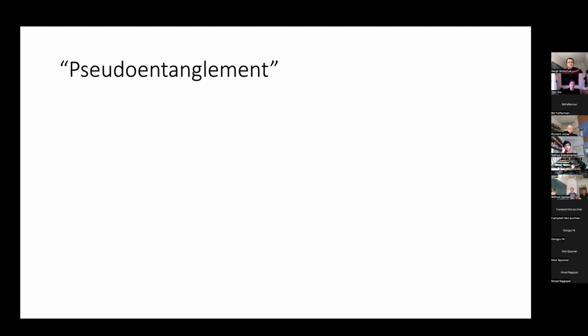But I want to tell you about what I mean by pseudo-entanglement, because as I was describing to some people earlier in this talk, it's not every day that you get to define a term, especially a one-word term like this that I keep getting spelling corrections on. So what do I mean by it?